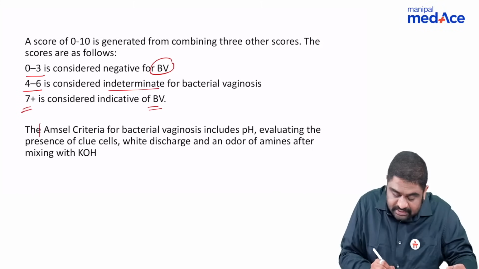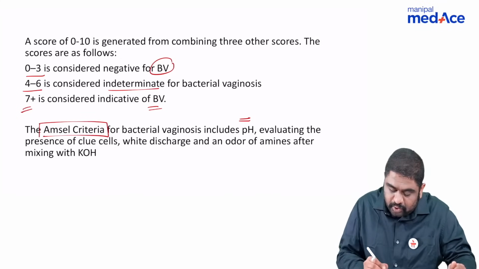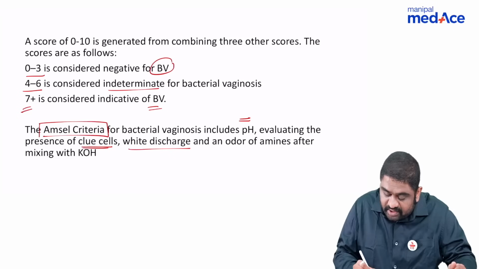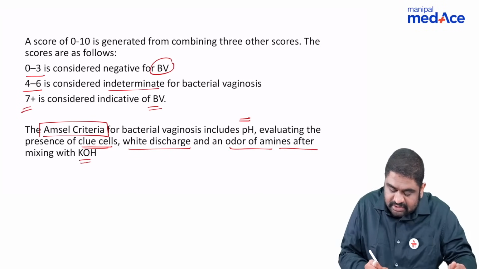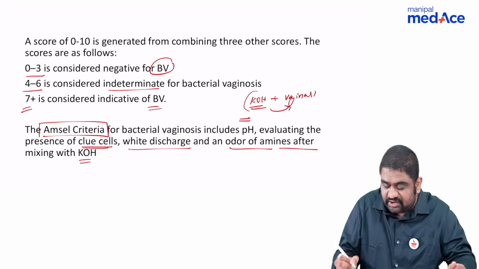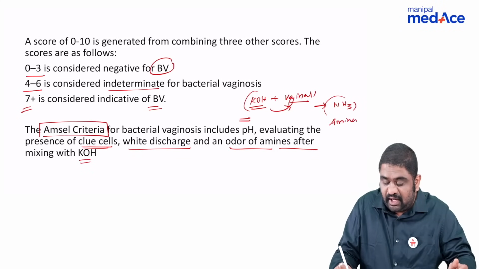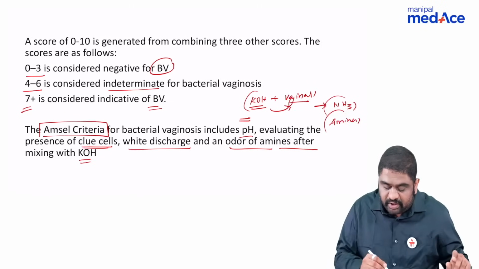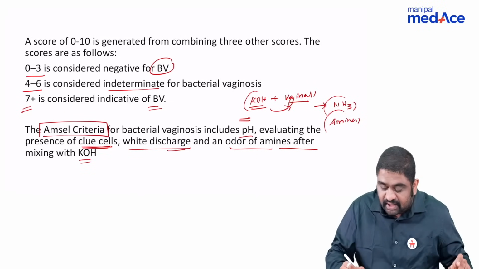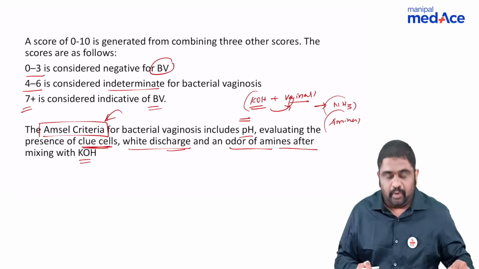Now, there is something called the Amsel criteria for bacterial vaginosis, which takes into consideration the pH, and also evaluates for the presence of clue cells, white discharge, and odor of amines after mixing with KOH. That is KOH plus the vaginal discharge. If KOH is exposed to that discharge, then ammonia can be liberated. Ammonia's pungent smell will come out, which is the idea of the amines. And pH value plus evaluation of the clue cells, the white discharge and the odor of amines together make up the Amsel criteria for diagnosing bacterial vaginosis.